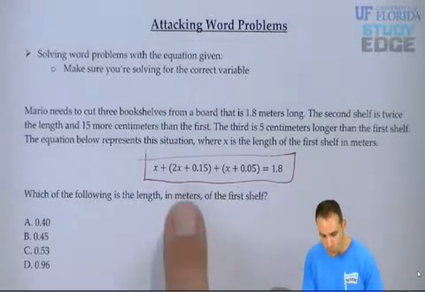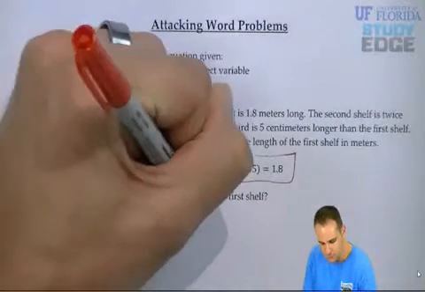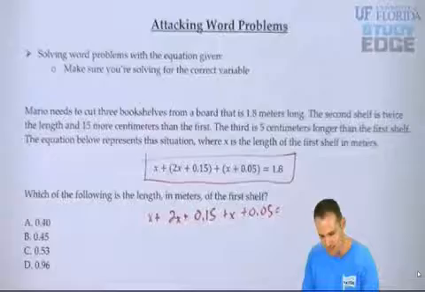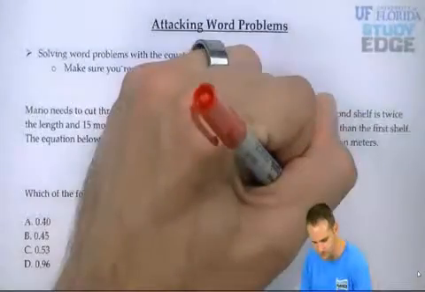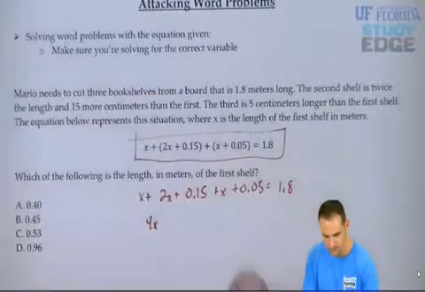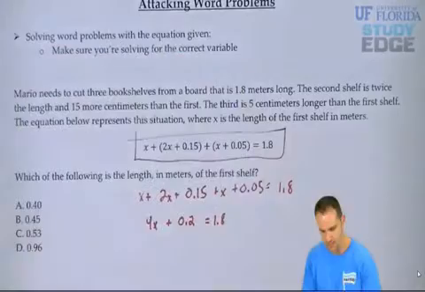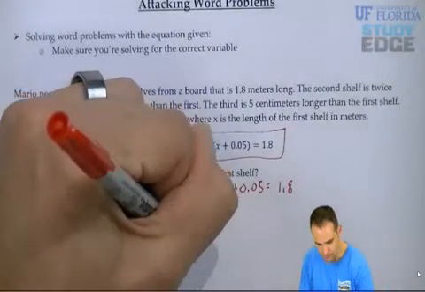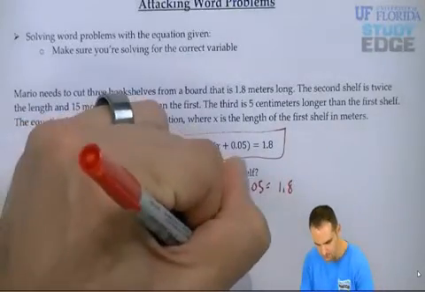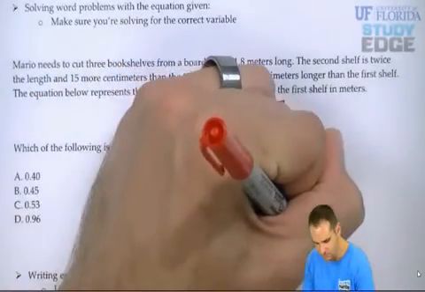Here, we're going to solve. We have parentheses. There's no need for them here. If anything, it's times 1 in front. So we literally have x plus 2x plus 0.15 plus x plus 0.05 equals 1.8. Let's combine like terms. x plus 2x plus x is 4x. 0.15 plus 0.05, you can punch your calculator and get 0.2, equals 1.8. Then you subtract 0.2 over. You'll get 4x equals 1.6. And lastly, divide both sides by 4, and you get x equals 0.4.